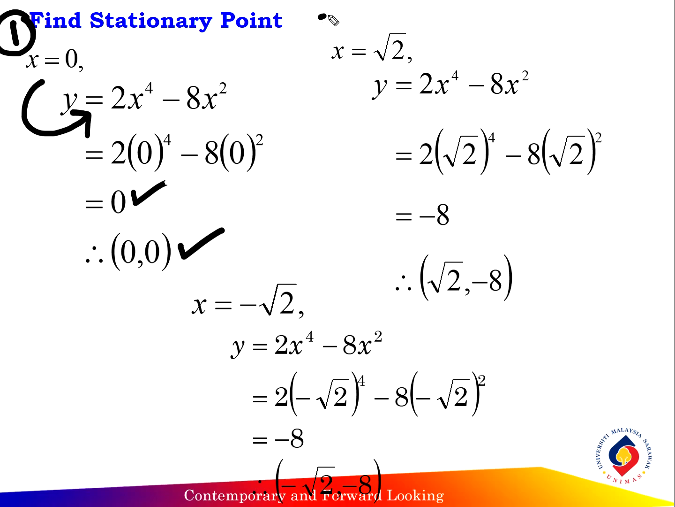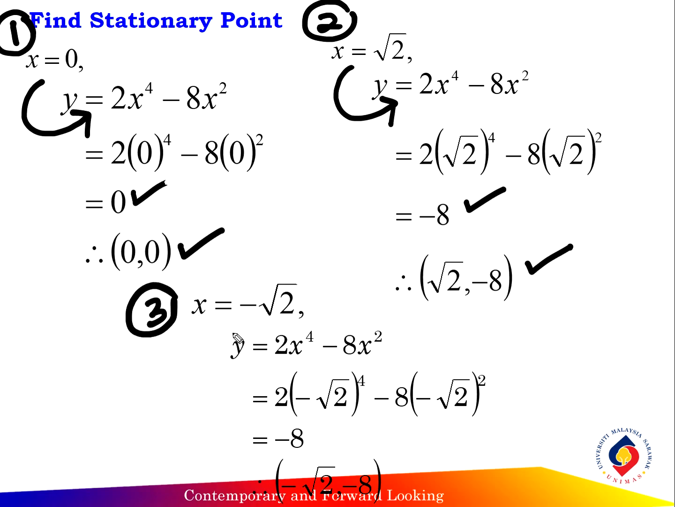And second, x equals root 2, and you substitute into the function, and the value of y equals negative 8, and the point is root 2, negative 8. And number 3, x equals negative root 2, and you find the value of y equals negative 8. So the answer is negative root 2, negative 8. Step 1, you find the stationary point of the quartic function.